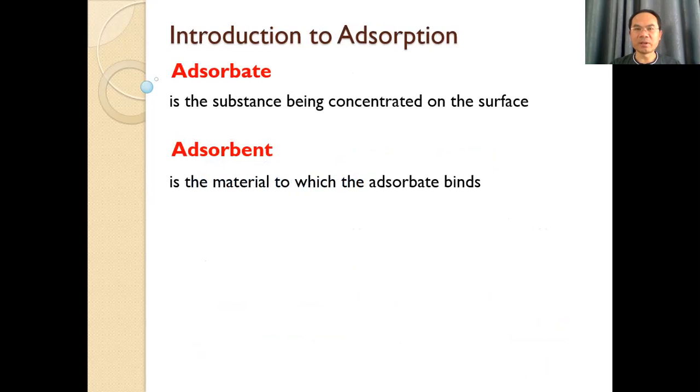In terms of adsorption, we can consider 2 terms, adsorbate and adsorbent. Adsorbate means a substance, in the form of gas or liquid, that is concentrated on the surface of the adsorbent. That means the solute in gas or liquid accumulates on the surface of a solid. The solid is the adsorbent, the material on which the adsorbate accumulates. These are very important terms: adsorbate and adsorbent.